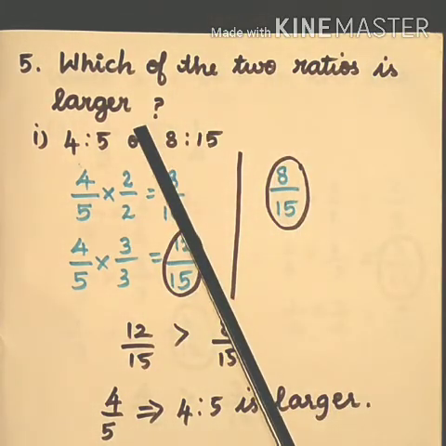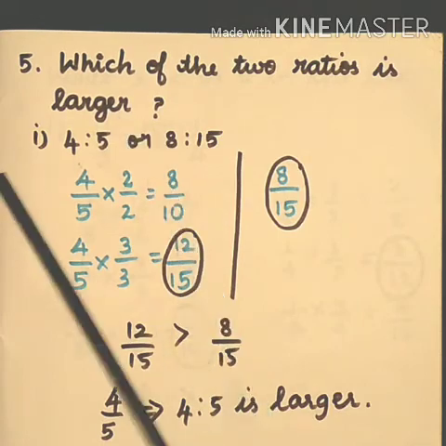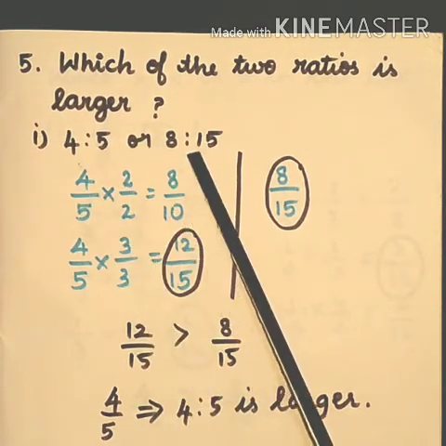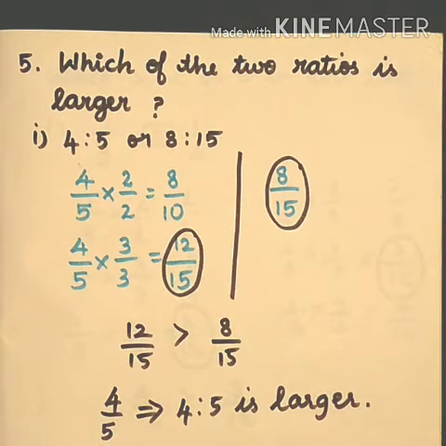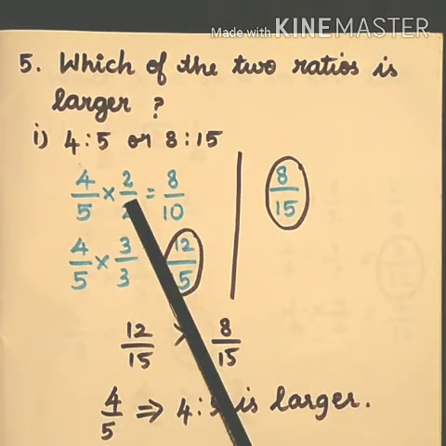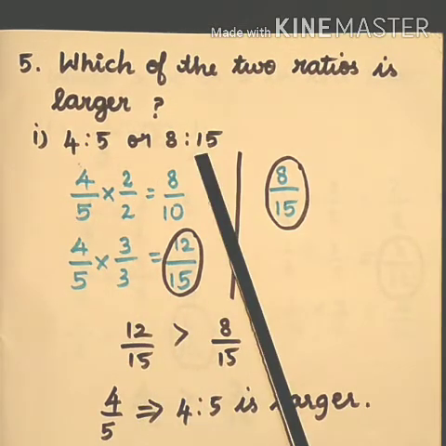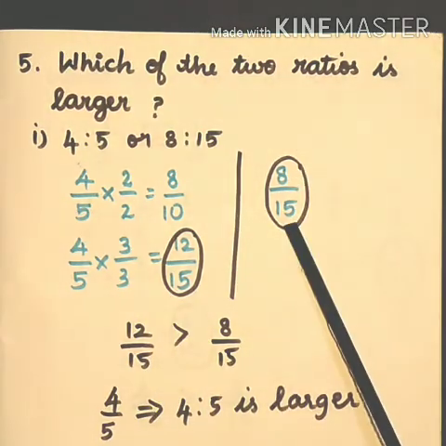Next one is, how to find the larger ratio number? See, here two ratios are given: 4:5 or 8:15. Similarly, first you have to write the ratio in fraction form. 4:5 as 4 by 5. 8:15 as 8 by 15.